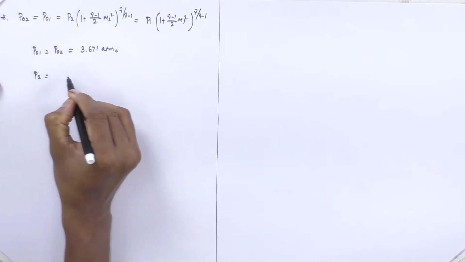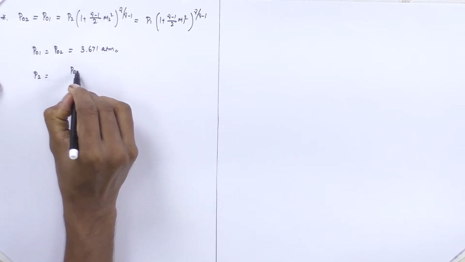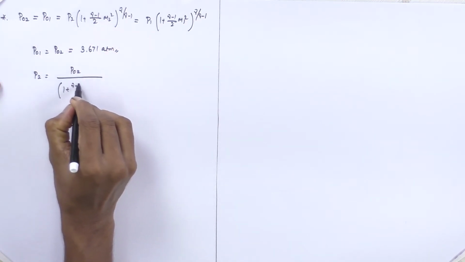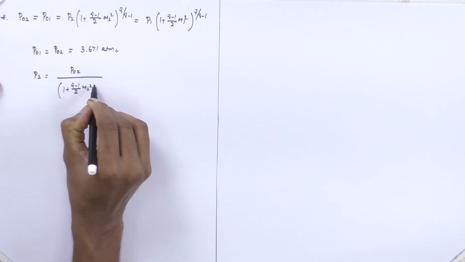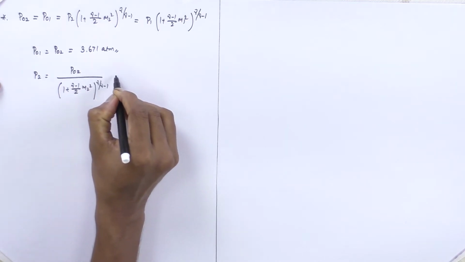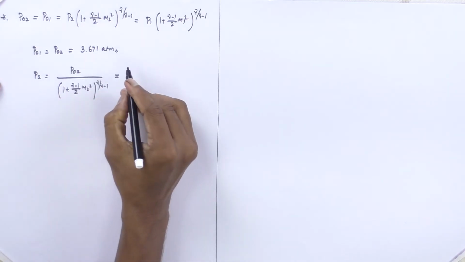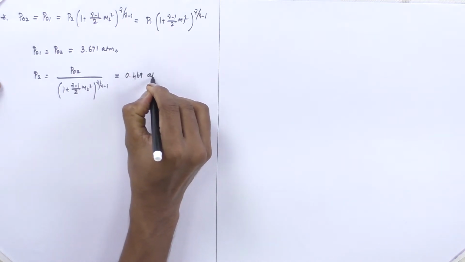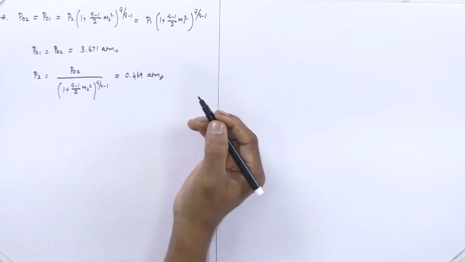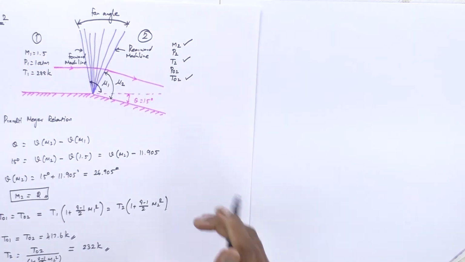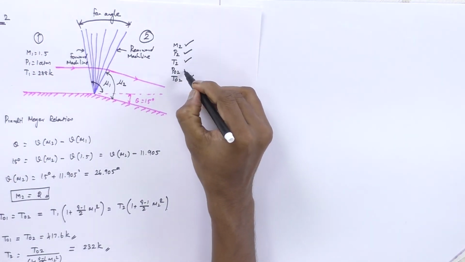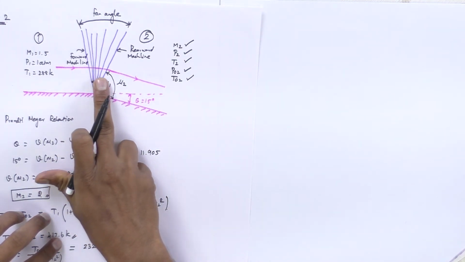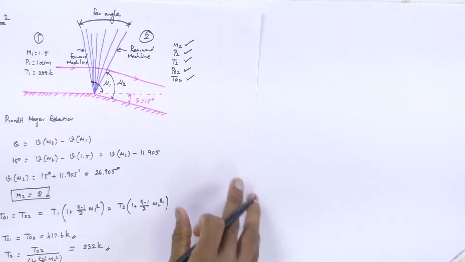Similarly, we can calculate the P2 value, similar to the static temperature value. This P2 will be equal to the P0 value divided by this term, 1 plus (gamma minus 1) by 2 M2 square, whole power gamma by gamma minus 1. We will get this value as 0.469 atmospheric pressure. So far we have calculated the M2, P2 and P02 values. Now we have to calculate the forward Mach angle, the rearward Mach angle and the fan angle.